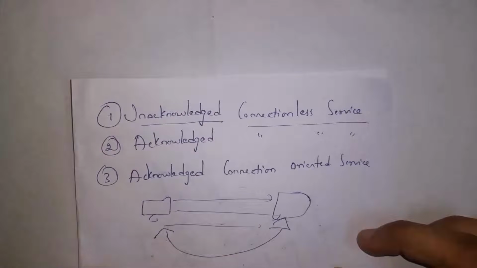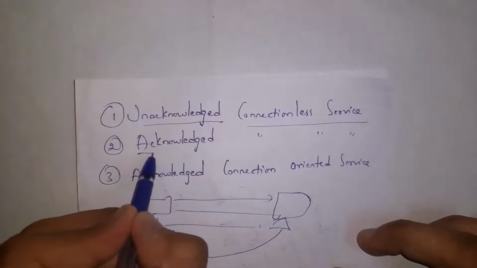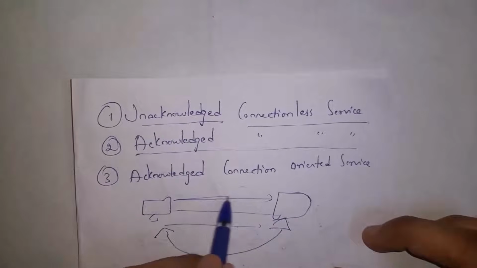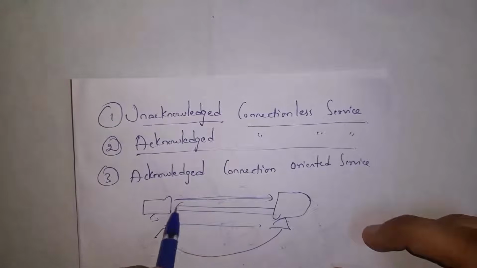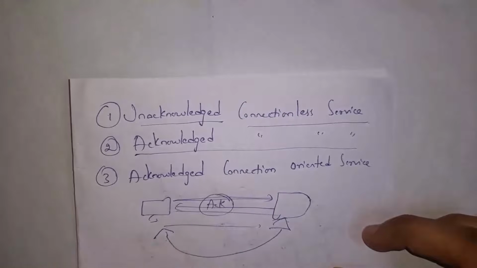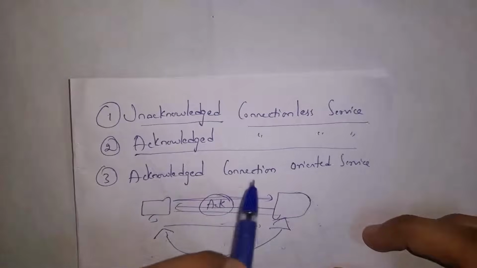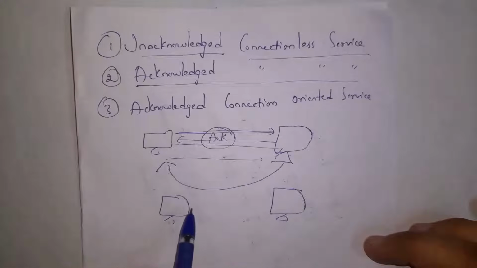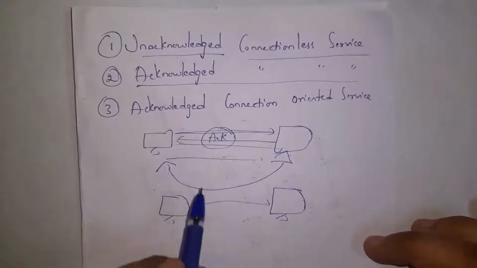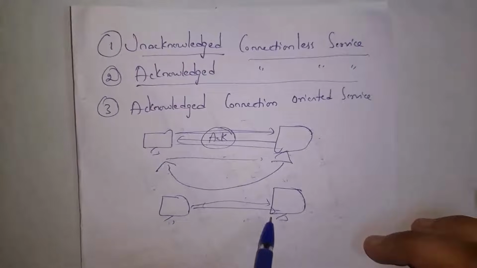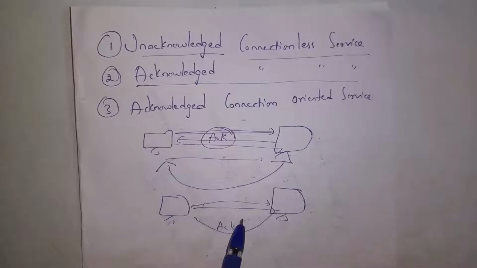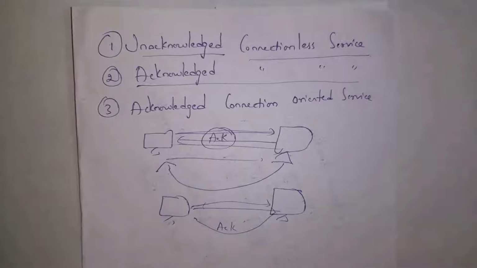And the next one is acknowledged connectionless service. Same example, but whenever the sender sends data, the receiver will send acknowledgement. That is, the receiver will give a reply like data is received successfully. And whereas in acknowledged connection oriented service, two devices will connect by using cables and whenever the sender sends data, the receiver will send acknowledgement. The receiver will send a reply like data is received successfully. These are the three services provided by the data link layer.